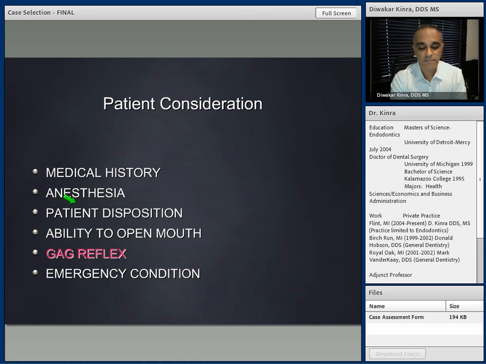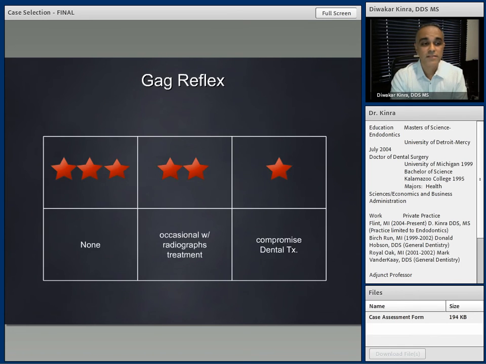Gag reflex. Now this is one of those situations where I have a hard time, because I do not want to see the patient gag, because then it makes me gag. So again, those 3-star patients are ones that don't gag at all. Again, you'll always have that patient that, if you do some X-rays and radiographs and the patient is uncomfortable, they might gag during that, but they might not gag the rest of the time. And then also, you have that one that compromises dental treatment. Those are the ones that I'm concerned about.